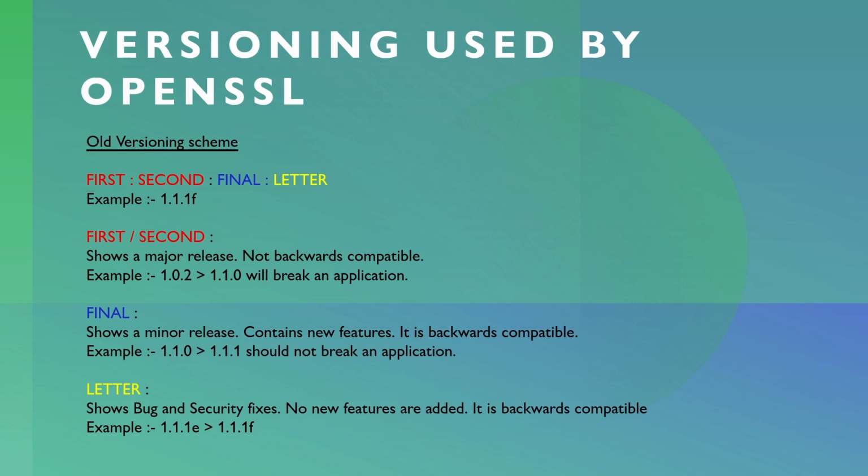It is not backwards compatible with applications that use an older version of OpenSSL. The final digit indicates that some new features or improvements were added to the OpenSSL library. It is backwards compatible, and upgrading your OpenSSL library to a newer minor release should not affect your existing application. And then there's a letter at the end which is only used to indicate that some bugs were fixed or some security issues were addressed.